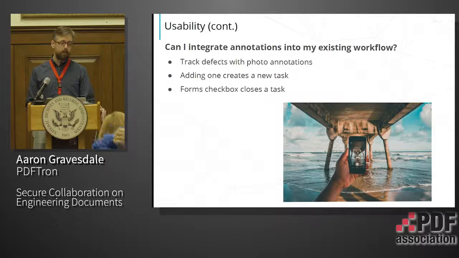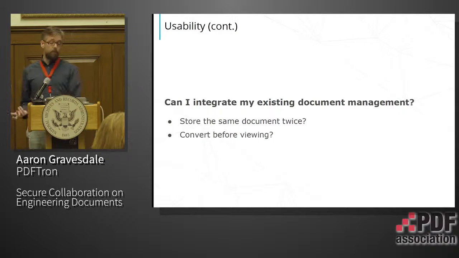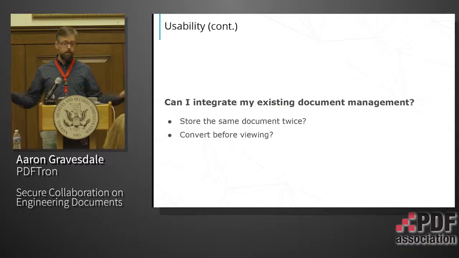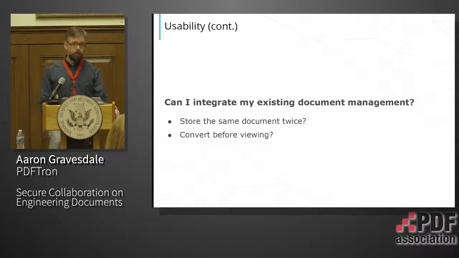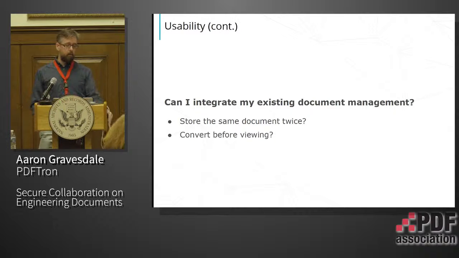So if I check off a box in a form saying, this is done, then that should trigger something in my back-end workflow, so I'm not having to keep track of everything twice, and I've got a single authoritative place where this is stored. And then, obviously related to that, if I'm integrating into my existing workflow, can I integrate into my existing document management? I've already got a large collection of documents sitting in a central place in my organization. Can I integrate into that, or do I need to do things like store the same document twice?